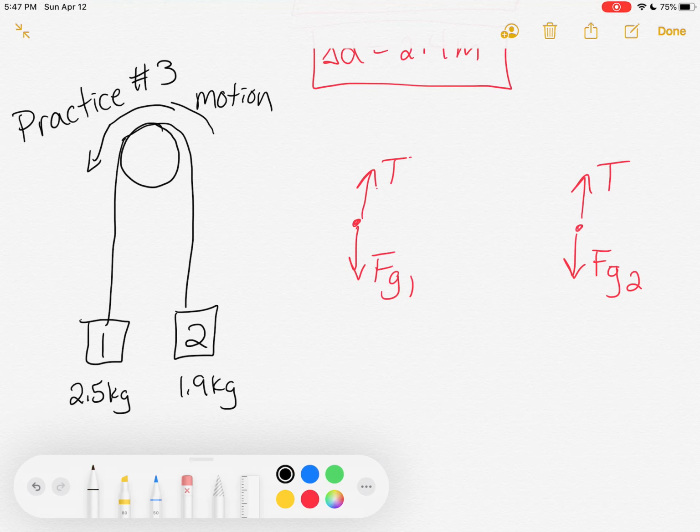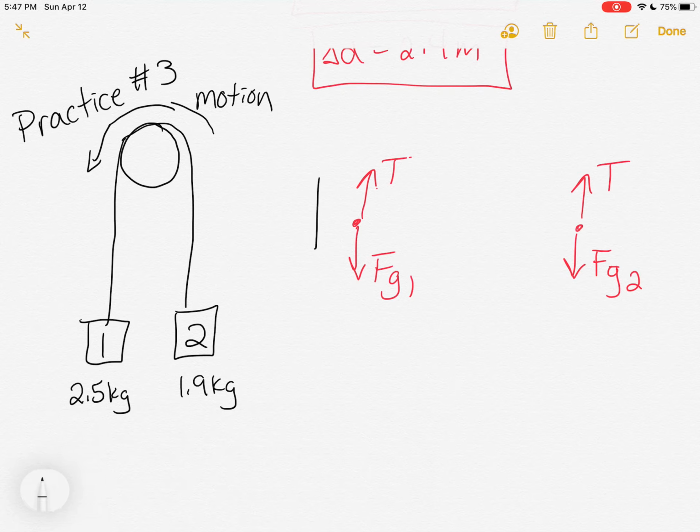Now, in terms of our motion, for block number 1, our motion is going down. For block number 2, our motion is going up. Because we're following the motion, it's the same string, which is why our tensions are not T1 and T2. The tensions are the same since they are the same rope.